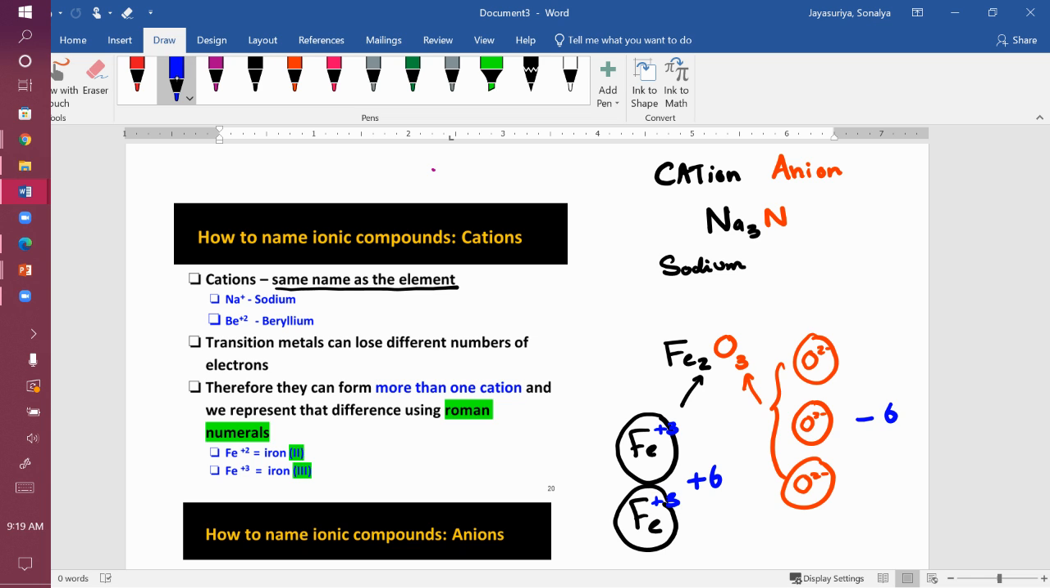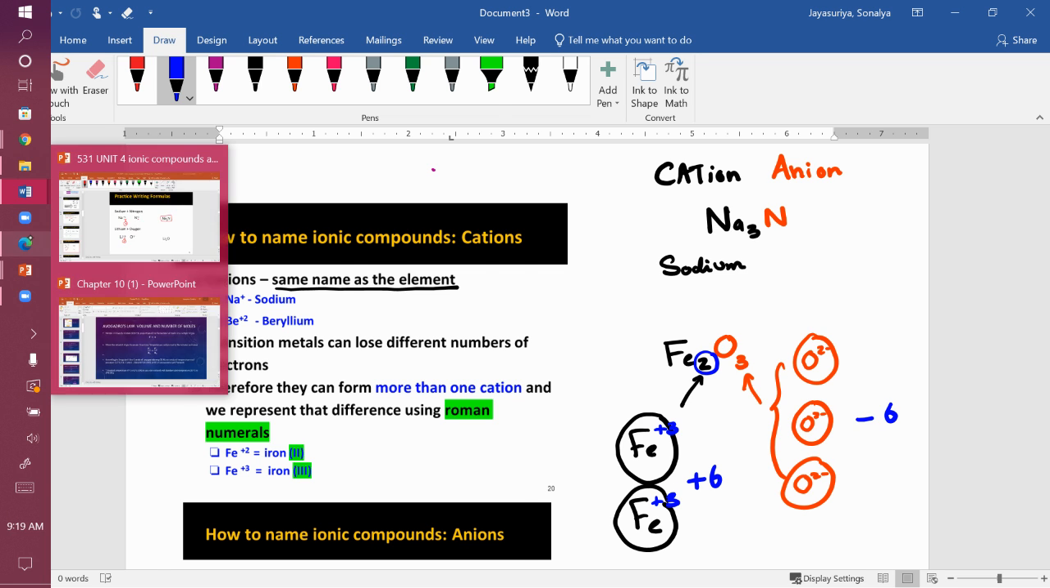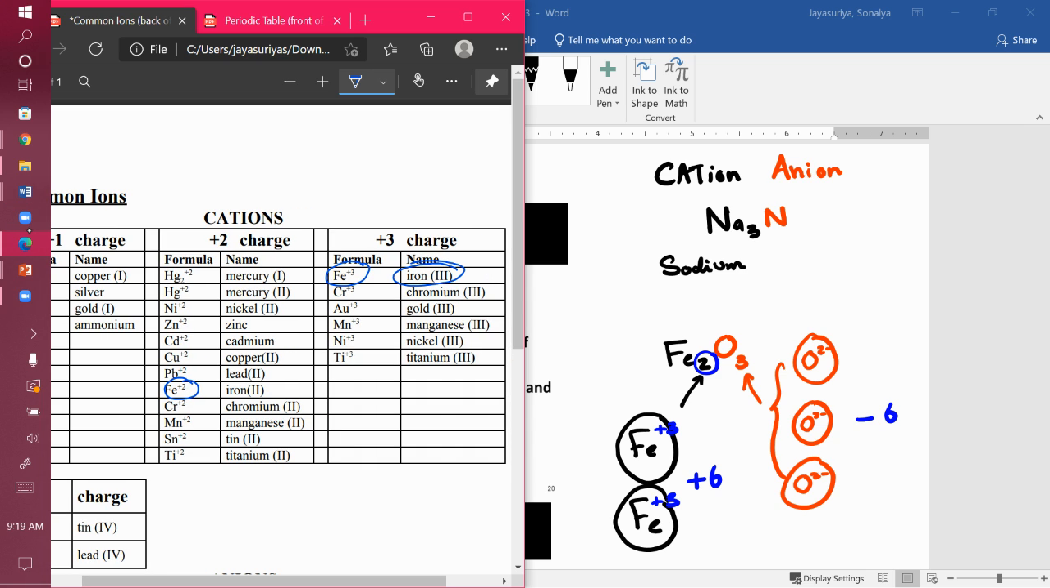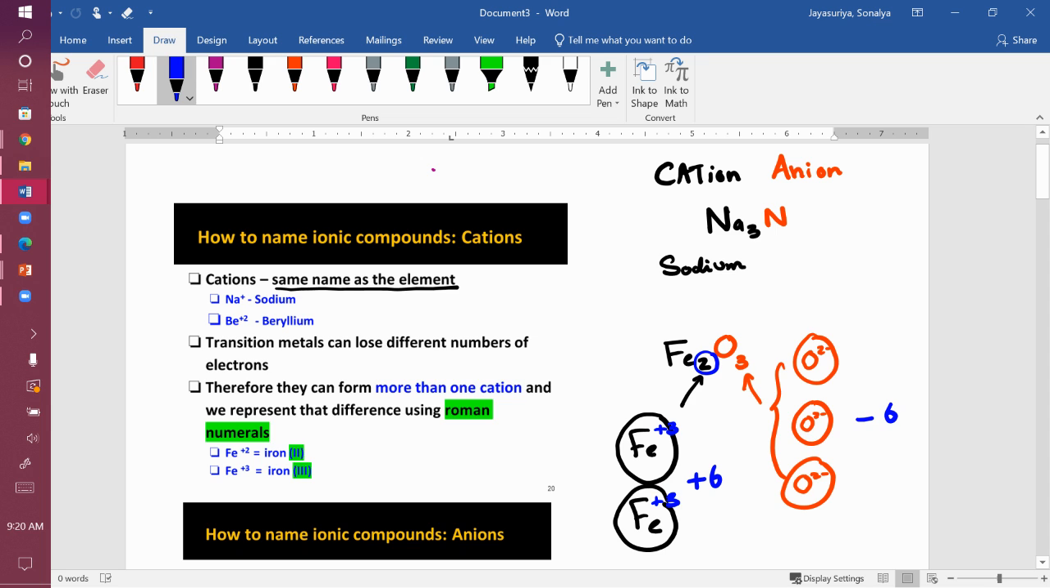We can't have 3 iron atoms because the subscript tells us there's only 2. So the 2 has to hold the total of the plus 6 charge. So each of them must be a plus 3. If it's iron plus 3, then the ion is iron 3. So when I'm writing the name of this compound, I would say this is iron Roman numeral 3.